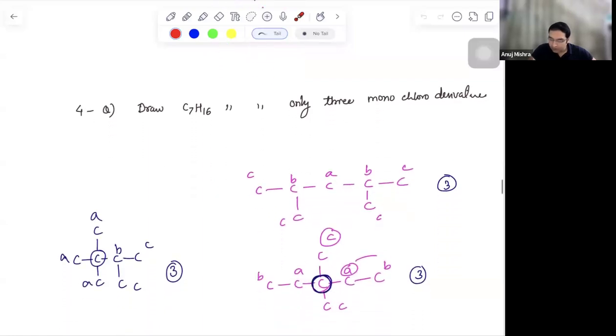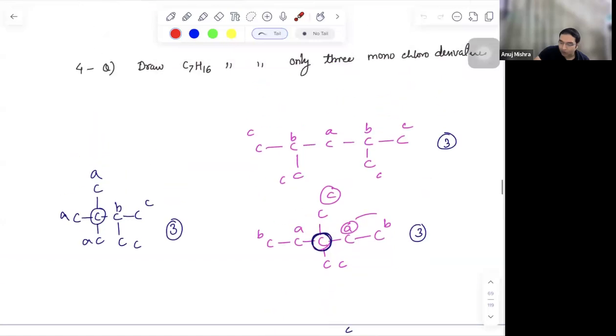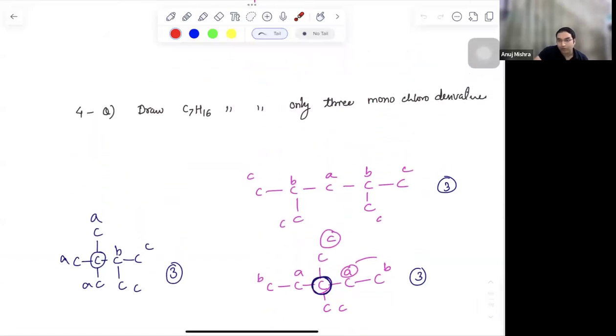Somebody can draw this also. A here, these two are B and these two are C. Somebody can draw this also. All three are A. This is B, this is C. This is also C. Correct? In all three cases, do you find that we have 3 monochloro derivatives? Has anyone drawn something else apart from this? One more can be drawn. Okay, I'll wait for you, show me by drawing.